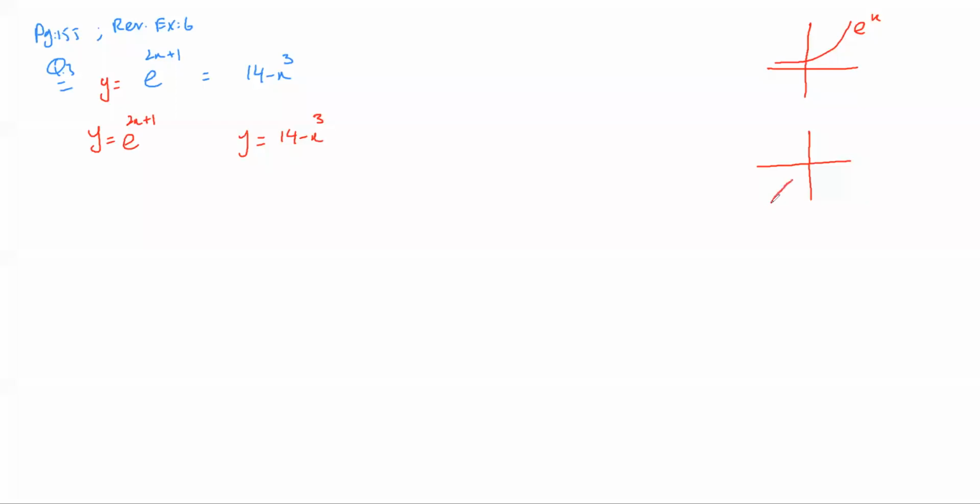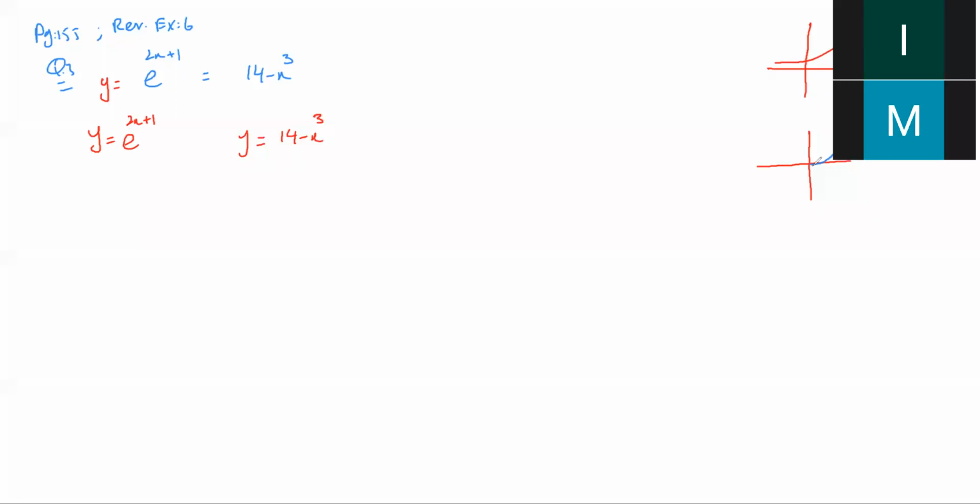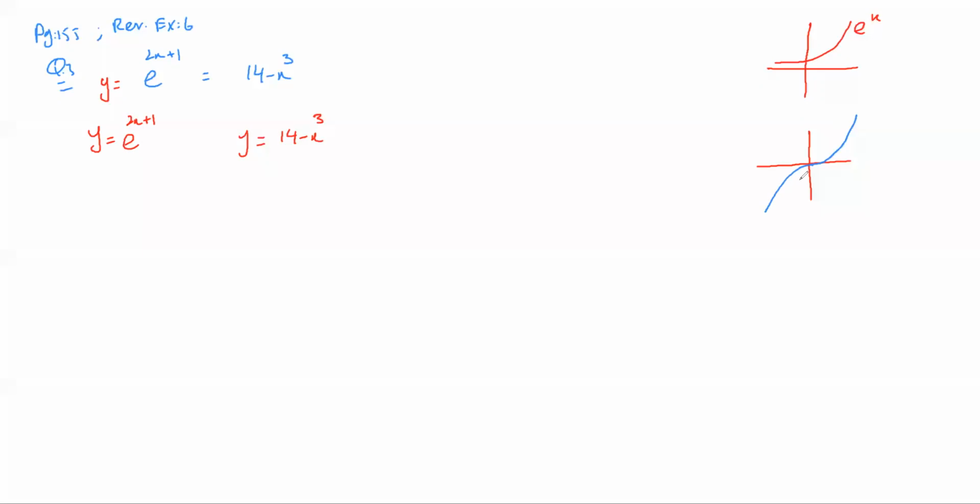This is a bad sketch here. This is going to be like this. So you have something like this, a graph like this. And if it is minus x cubed, you must know that the minus x cubed graph is like this.